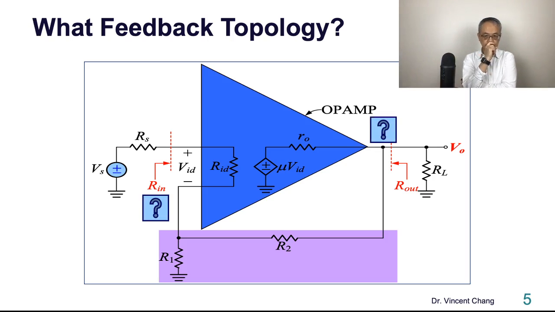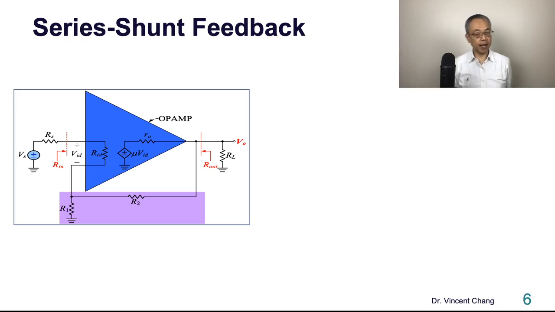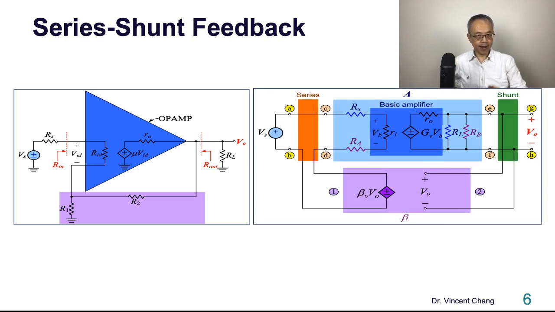For the left-hand side it's the series. I was trying to use the question mark to ask you what type of mixing, but I already told you. Series mixing, and look at the node, it's the shunt sampling. So voltage mixing and voltage sampling. Series shunt feedback. So let me repeat the circuit diagram on the left-hand side. And this is the real case, the real series shunt feedback on the right-hand side.